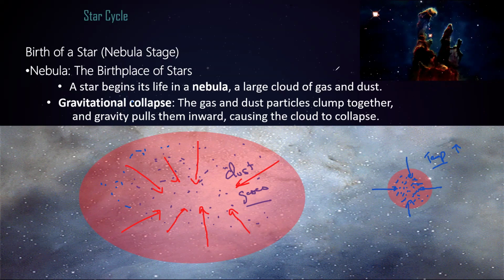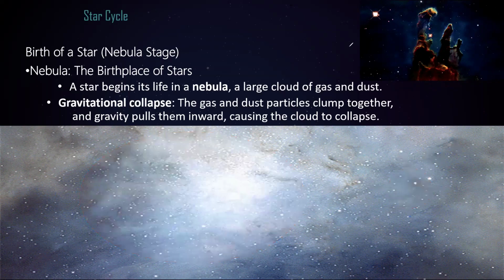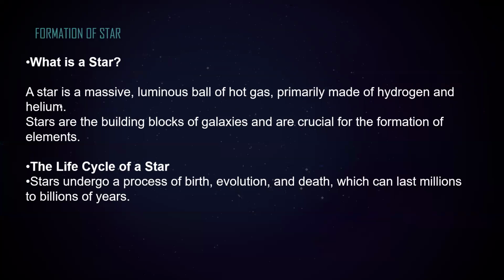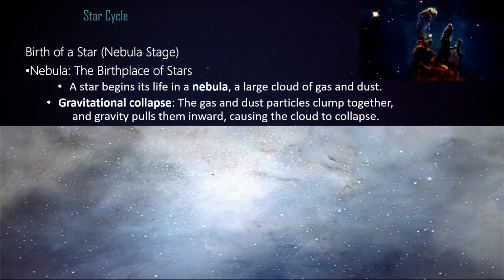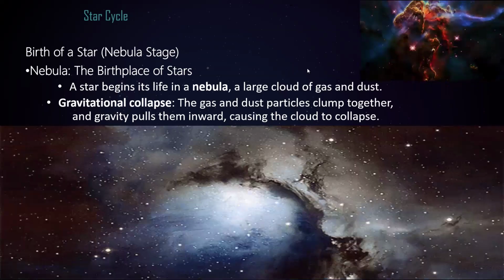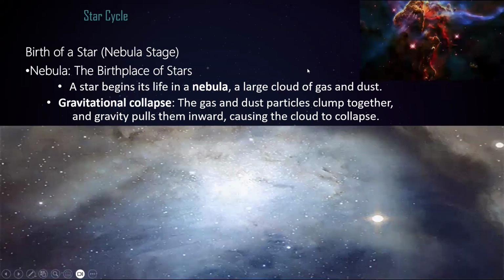As the temperature starts to increase, the particles come closer. So this was what a star is. Then there's the cycle of the star. First is the nebula. What is a nebula? The birthplace of a star, we can say.